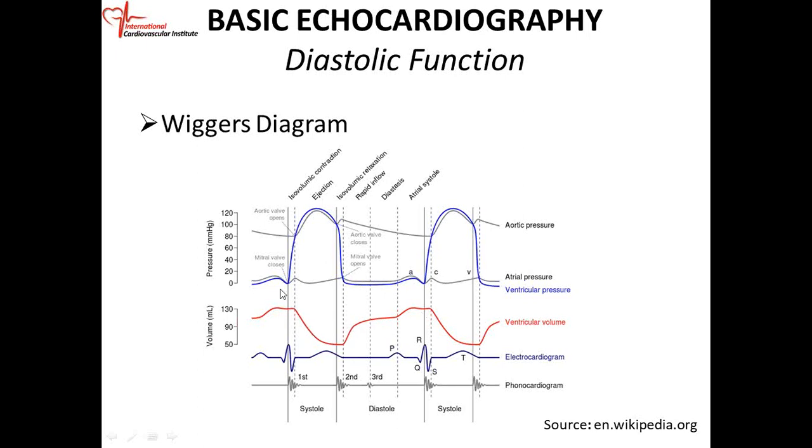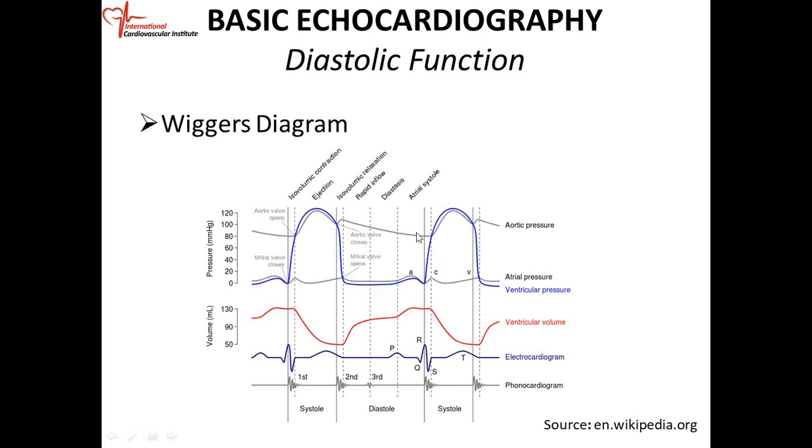Up top, the bright blue line is your left ventricular pressure. It's the same thing on the right side. In systole, when the heart contracts, it generates a tremendous pressure, and then as it relaxes, the pressure comes down. In diastole, the mitral valve opens and the left ventricle is being filled with blood, so the pressure is relatively low until systole again when the heart contracts.